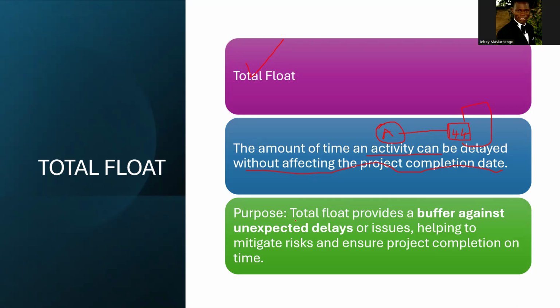The purpose of total float: total float provides a buffer against unexpected delays or issues, helping to mitigate the risk and ensure project completion on time. So if we calculate, we find that the total float, in this case, let's say, is 7. It means we can delay activity A without delaying the 44 days of completing the project. Let's move on, good people.